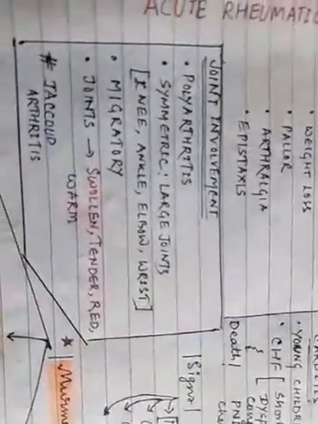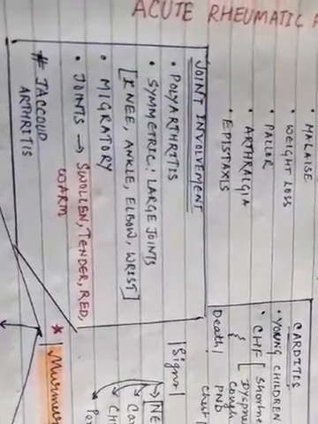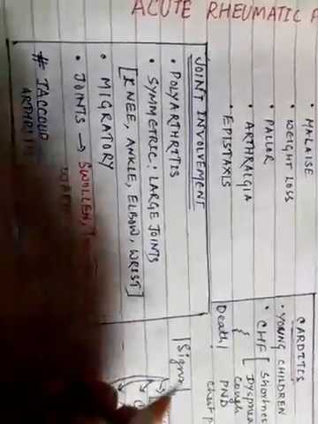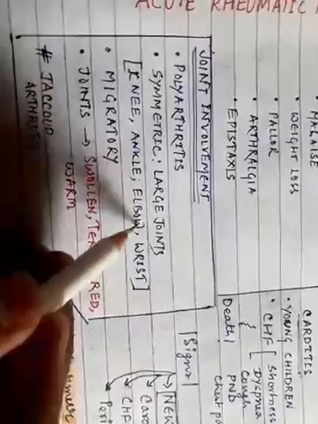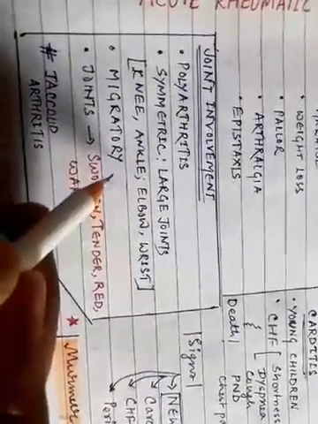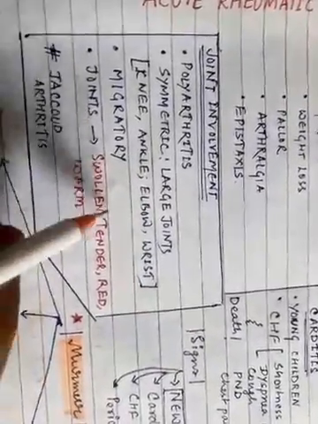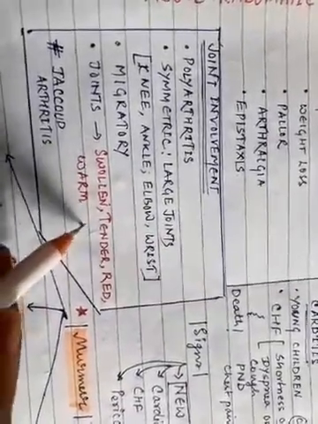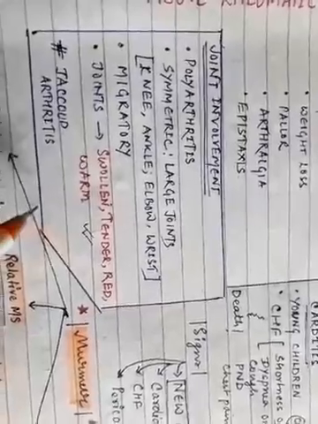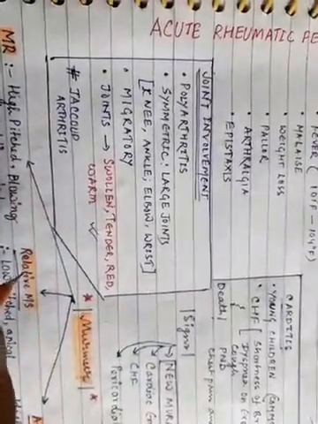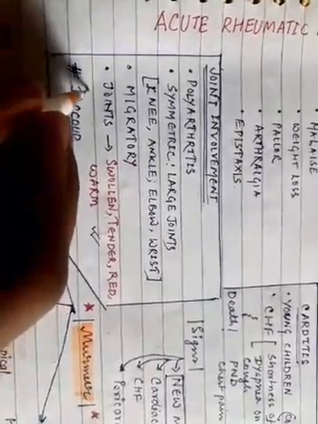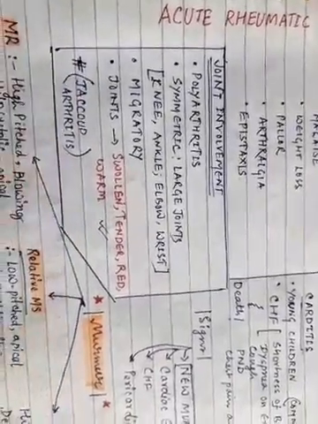Third is the joint involvement, that is polyarthritis. There is symmetrical involvement of large joints like the knee joint, ankle joint, elbow joint, and wrist joint. The involvement is migratory. Joints are swollen, tender, warm and red. That's a sign of inflammation. On rare occasions, periarticular fibrosis occurs in rheumatic arthritis. It is called Jaccoud arthritis.